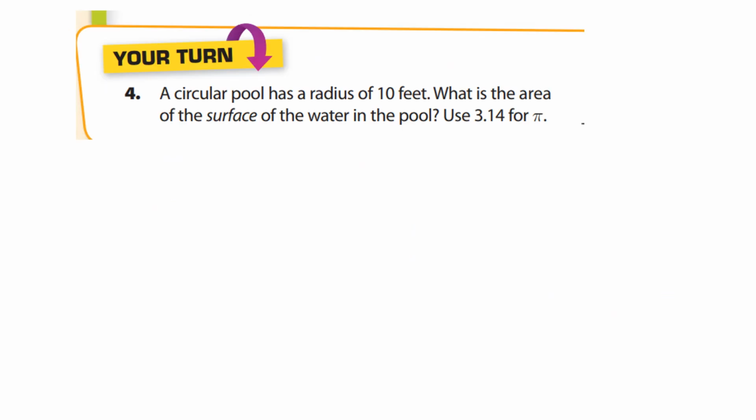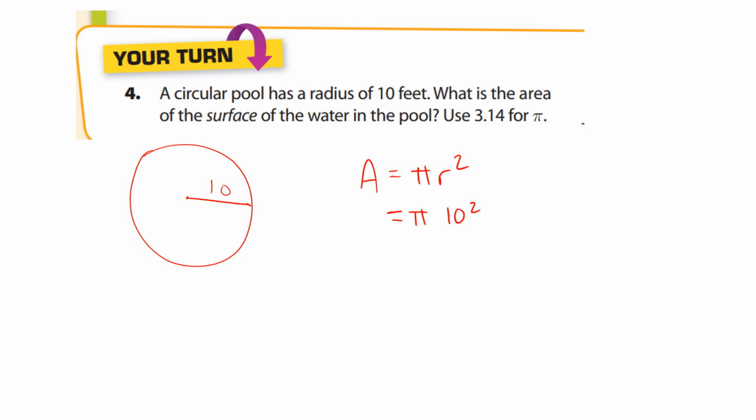All right. So a circular pool has a radius of 10 feet. What is the area of the surface of the pool? Okay, so you have a circular pool, radius is 10 feet. So the area is pi times the radius squared, which is pi times 10 squared.